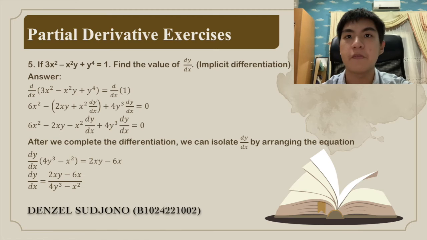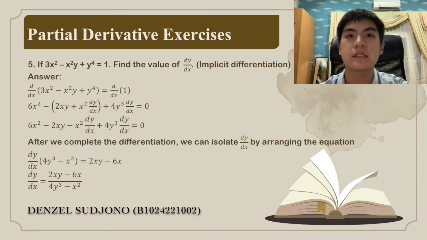Number 5. If 3x to the power of 2 minus x to the power of 2 times y plus y to the power of 4 equals 1, find the value of dy/dx. To find dy/dx, we need to do implicit differentiation, where we differentiate both sides of the equation with respect to x and treat y as an implicit function of x.